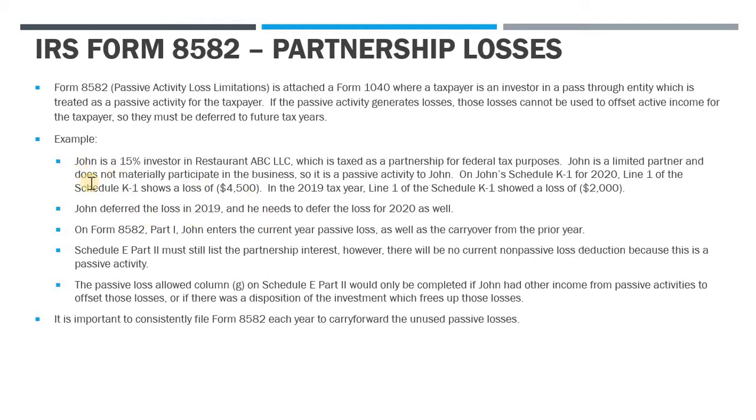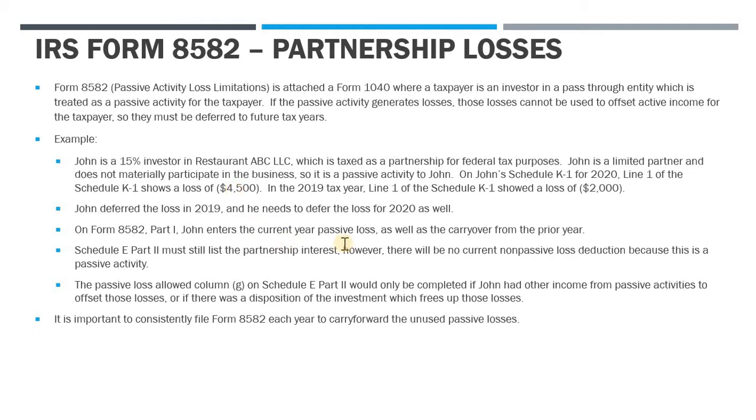So we have John here. He is a 15% owner in Restaurant ABC LLC. Okay, so this entity is taxed as a partnership for federal tax purposes. Now John's participation in the company is that of a limited partner, so he doesn't do anything in the business, right? So he doesn't help make management decisions. He doesn't work for the company. All he did was invest in the company because they needed to raise some capital. So because John does not materially participate in this active trade or business, it is going to be a passive activity to John.